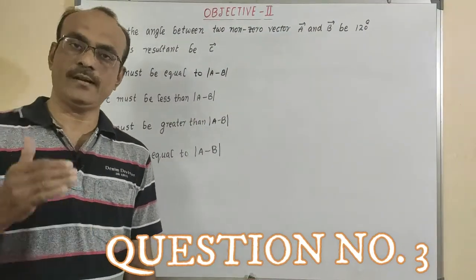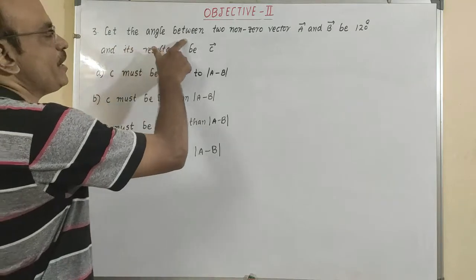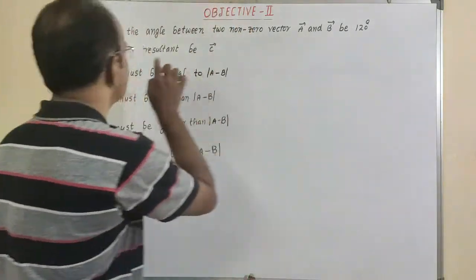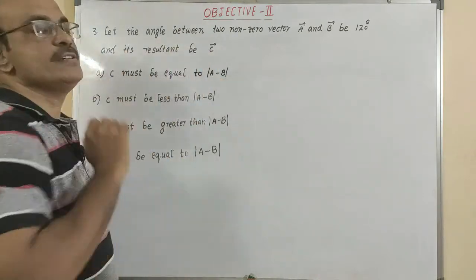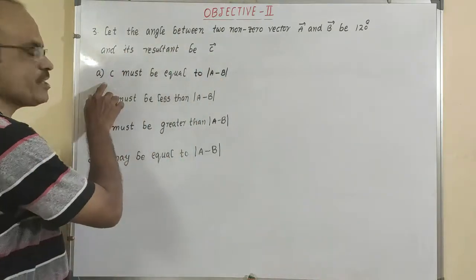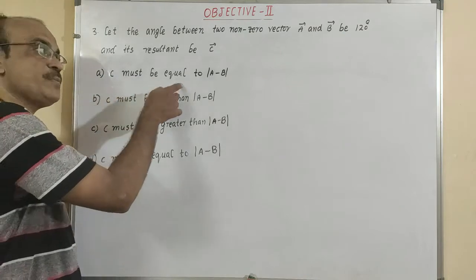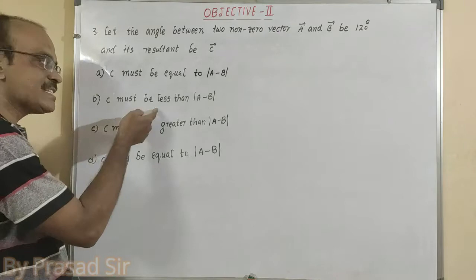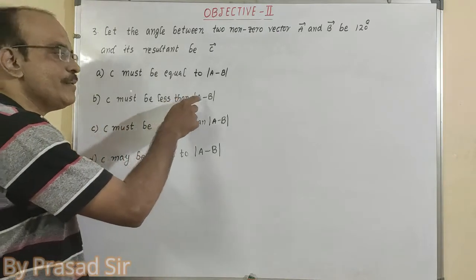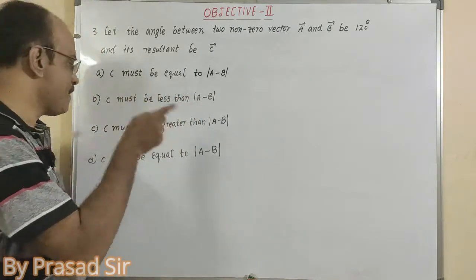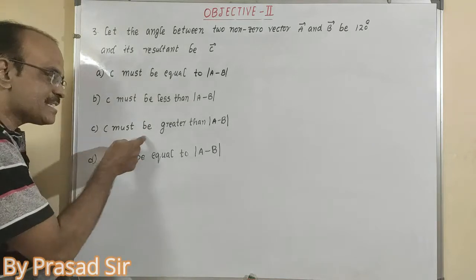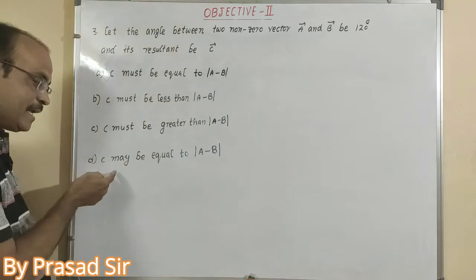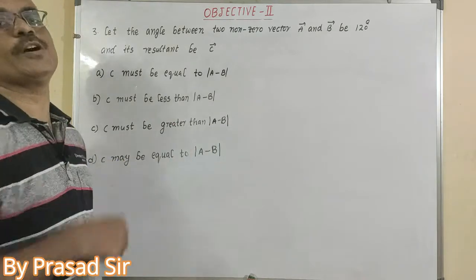Here is question number 3. Let the angle between two non-zero vectors A vector and B vector be 120 degrees and its resultant be C vector. Now here the options are given. A, C must be equal to modulus of A minus B. B, C must be less than magnitude of A minus B. C, C must be greater than magnitude of A minus B. D, C may be equal to magnitude of A minus B.